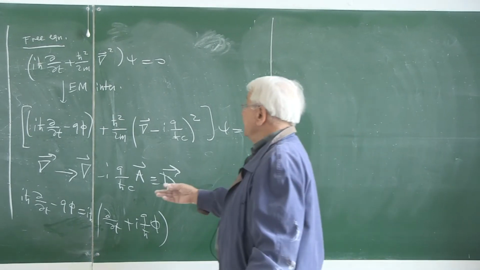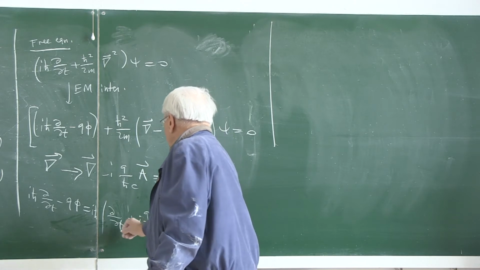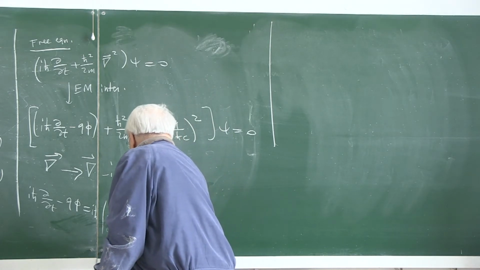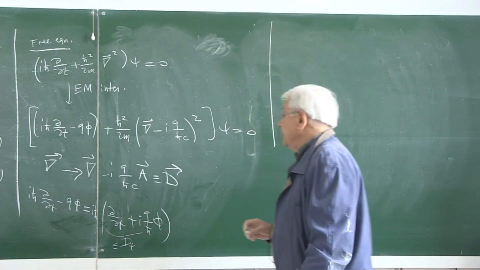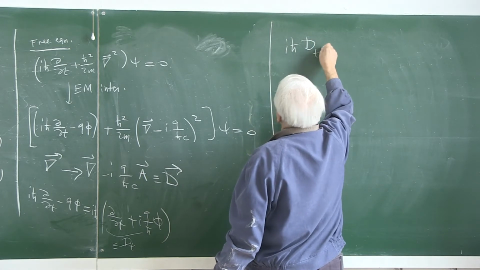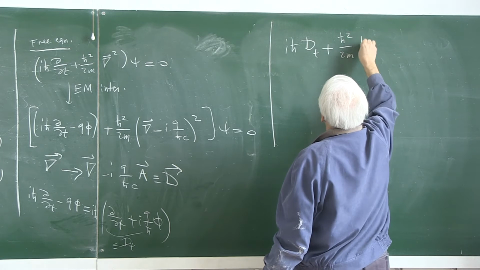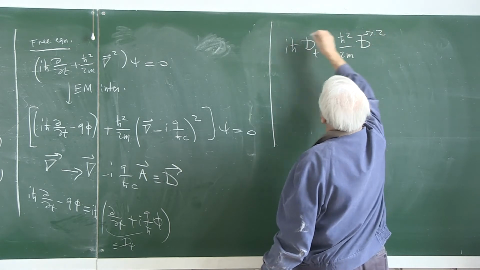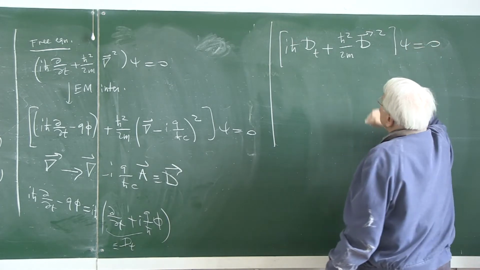So what is this? I h bar d by dt, I will denote this as D_t, as a definition, covariant in time. So I h bar D_t plus h bar squared over 2m D squared psi is equal to 0.